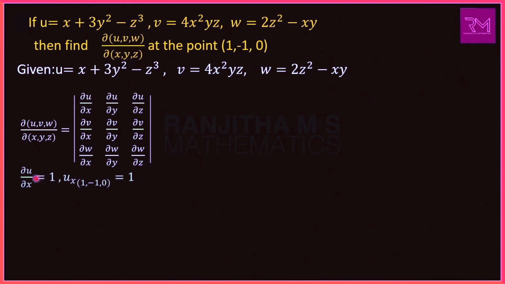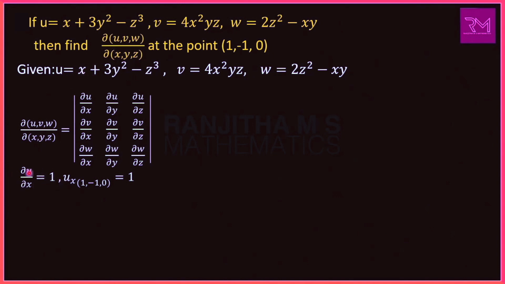For that, first take the ∂u/∂x value. To find ∂u/∂x, first you have to consider this function, that is u is equal to x plus 3y² minus z³. So ∂u/∂x is nothing but we have to treat y and z as constant. We already know that to find ∂u/∂x we have to treat y and z as constant. So we know that the differentiation of x is 1. Hence we get ∂u/∂x value as 1.